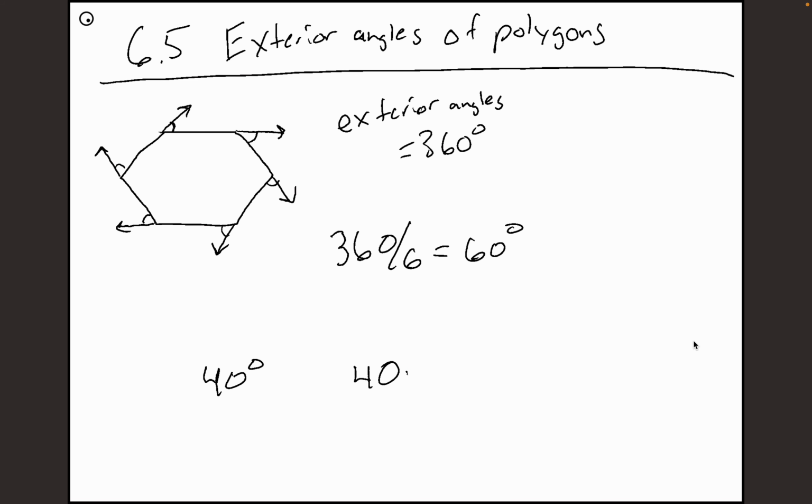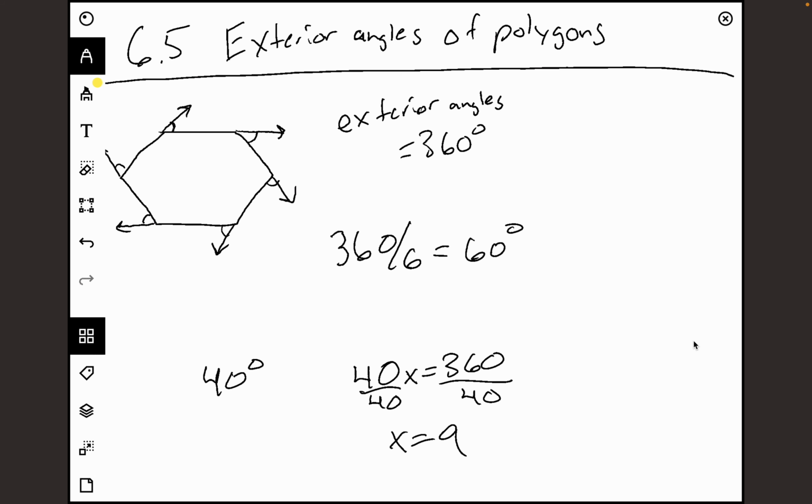So Julian said 40x equals 360, which is just 360 divided by 40. So x, how many sides does this polygon have? 9. Okay, do you see what we're doing there? Okay, that's pretty much it with the exterior angles.